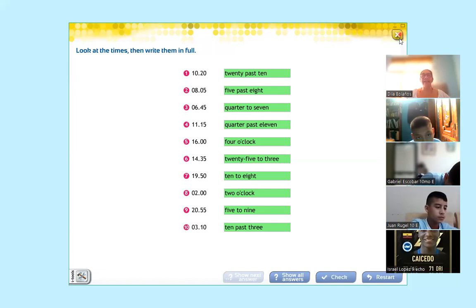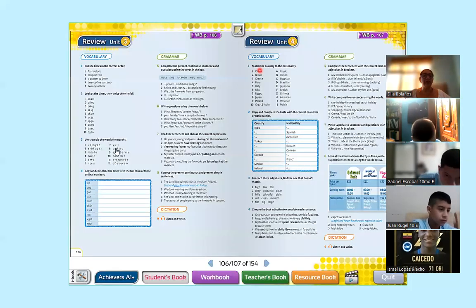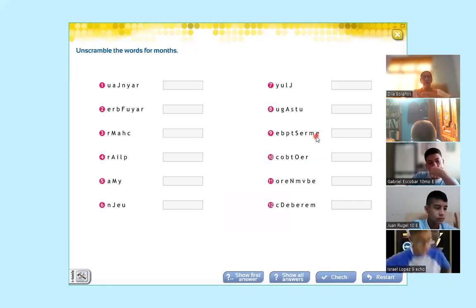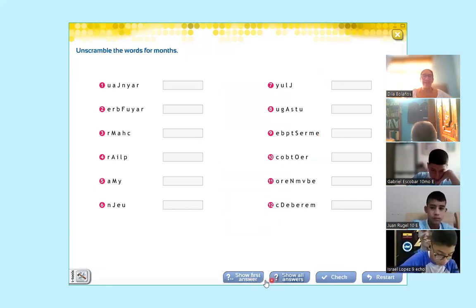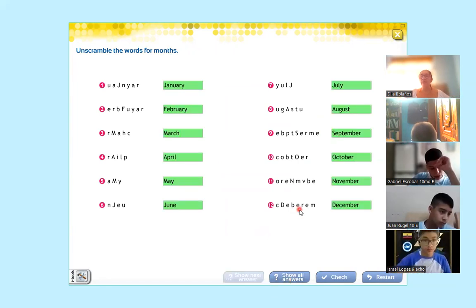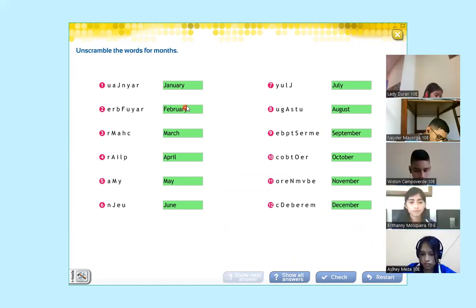Okay. After checking that, now we continue with the next activity. Now we continue with the vocabulary, and we're going to revise the months. Do you know them? Because in class we practiced this information, and we said all of them, okay? Read the months, please.